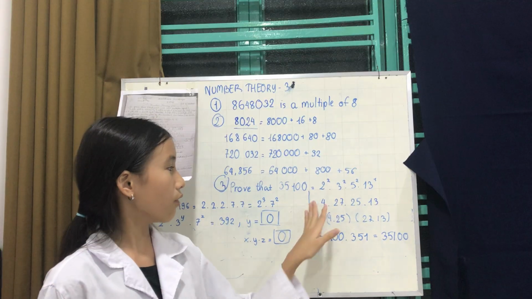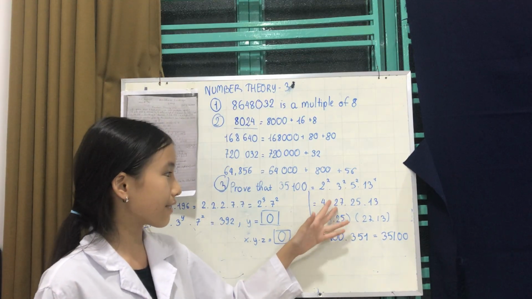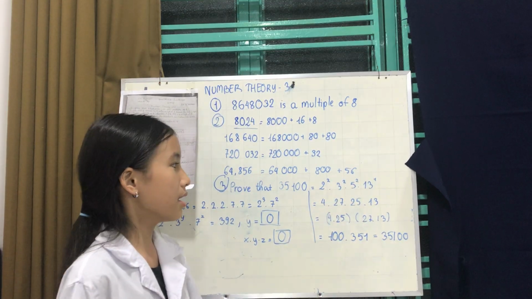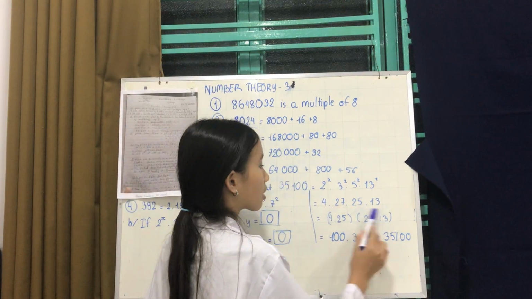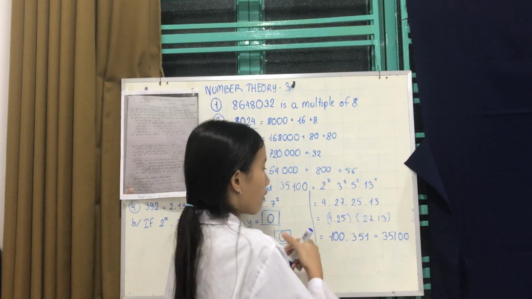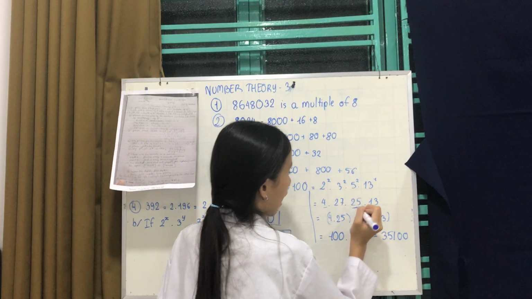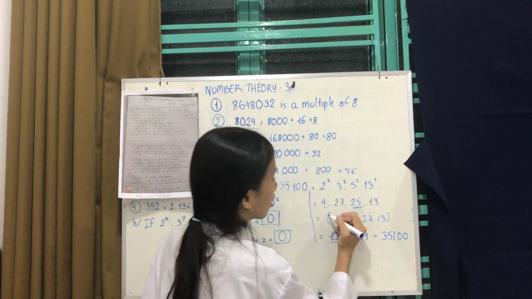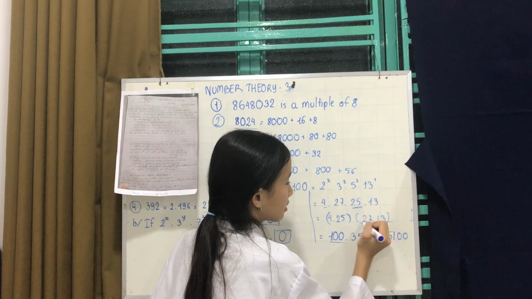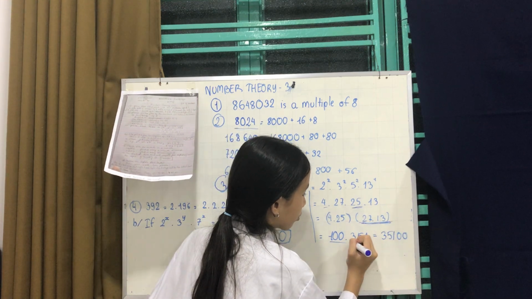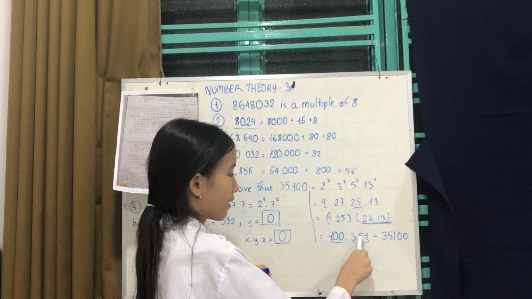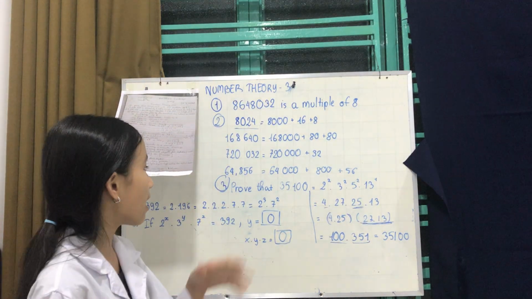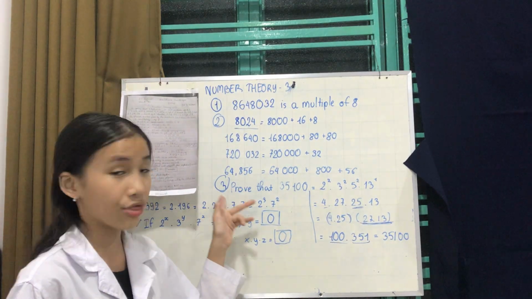2 squared will equal 4. 3 cubed will equal 27, and 5 squared will equal 25. 13 to the power of 1 will equal 13. If you look closely at the numbers, you can see that 4 and 25 multiply together to make 100. So we'll put those 2 in parentheses, and the other two numbers make 351. Therefore, 351 times 100 will equal 35,100. And that is my answer for problem number 3.